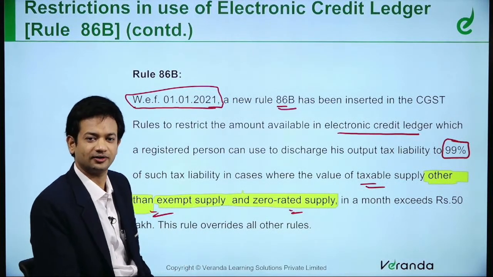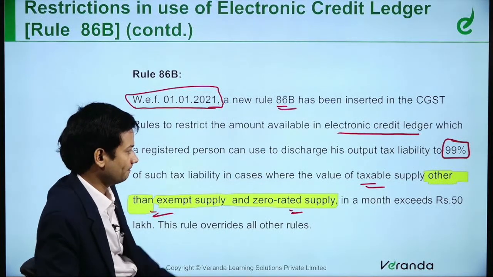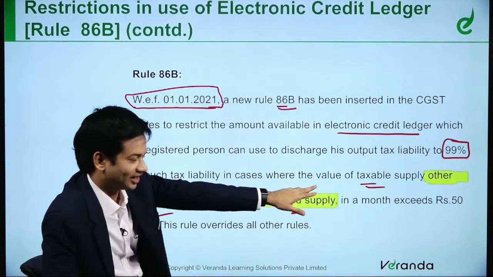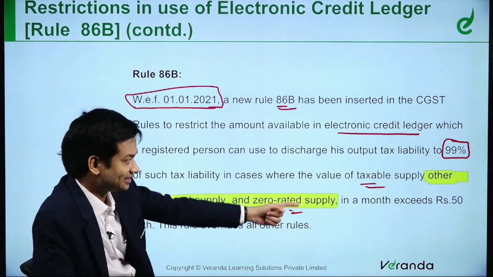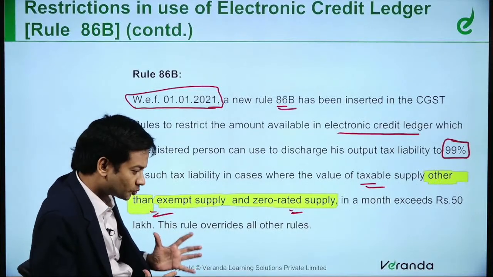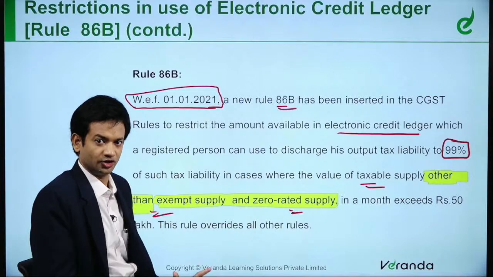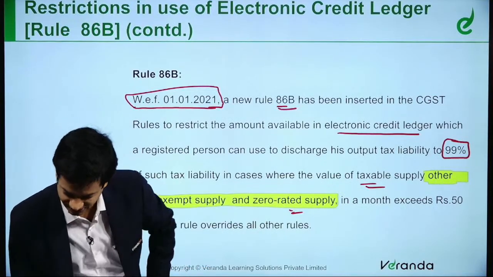So they are saying that 99%, okay, right? But where the value of taxable supply other than exempt and zero rated supply in a month exceeds 50 lakhs. So they are saying this provision is not applicable to everyone. Here they are not talking about the tax amount. Please note here they are talking about value of taxable supply.